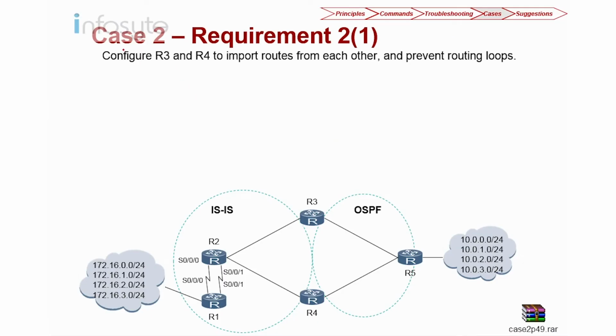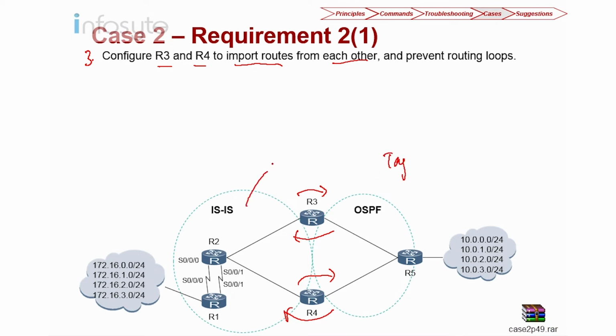Alright, so next requirement here, that's the third requirement. We have to configure R3 and R4 to import route from each other. So we are going to do a mutual importing on both sides. And please be aware that once you do that, you will have a routing loop. And for us to prevent the routing loop, we are going to do a tagging.